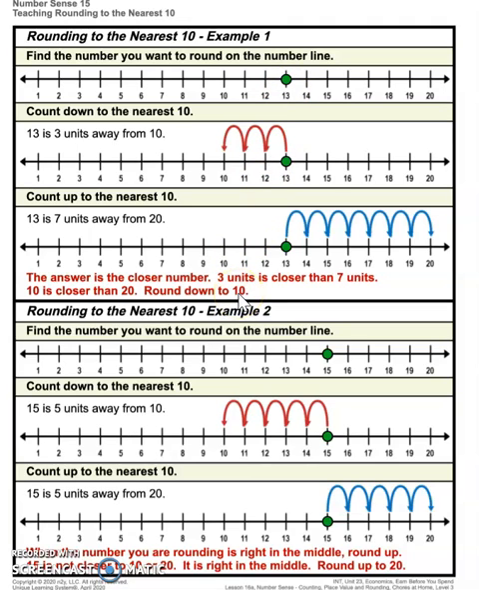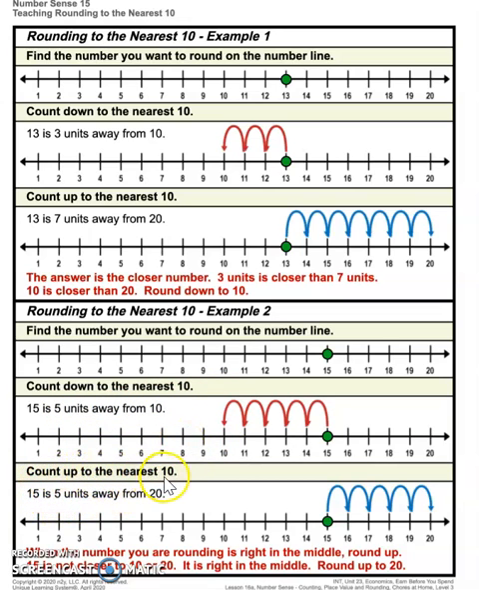Let's try that again with another number. We're going to round to the nearest 10. Find the number you want to round on the number line. We are going to round the number 15. Remember our first step, count down to the nearest 10. So let's go down first. 1, 2, 3, 4, 5. 15 is 5 units away from 10. So keep that number in your head. It's 5 units away.